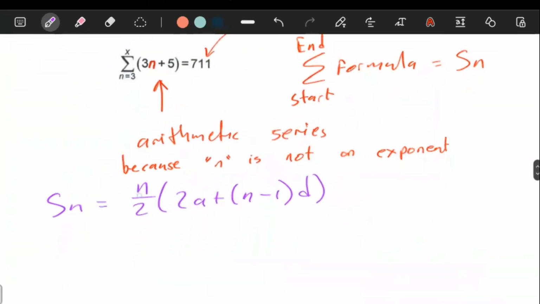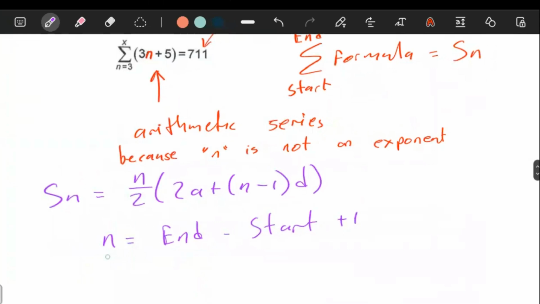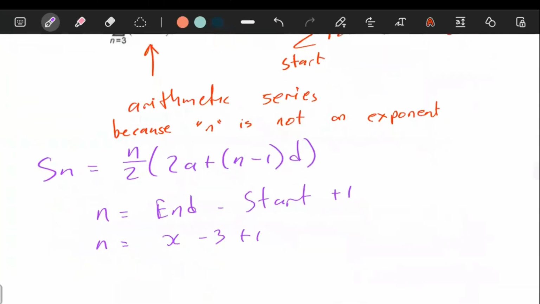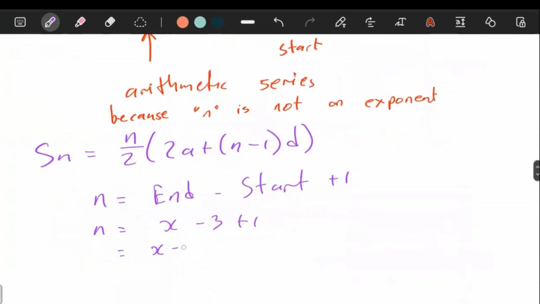So let's start with n. n is always equal to where you're ending off minus where you're starting. You always need to add 1 afterwards, always and forever. So automatically our value of n is equal to x minus 3, the whole thing plus 1, which is going to give you x minus 2. There we go. That's n.